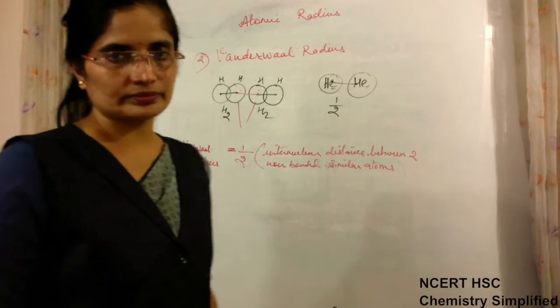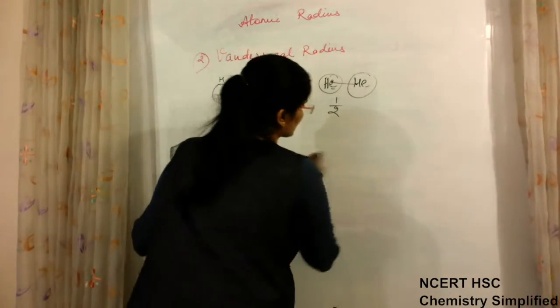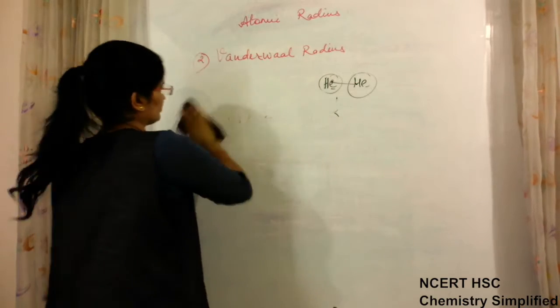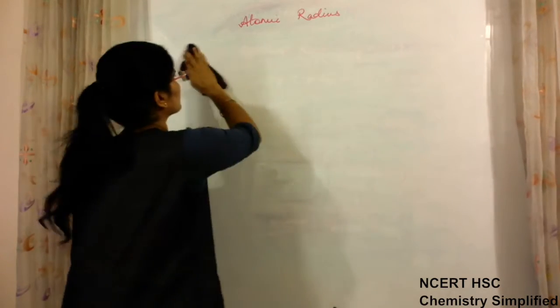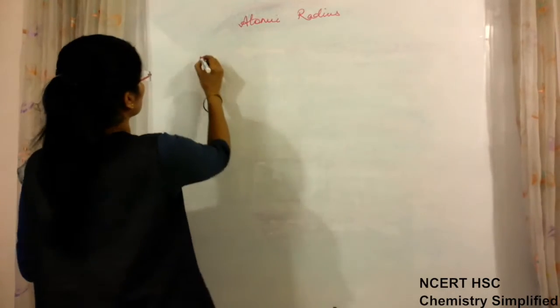Clear? The third radius is the metallic radius. The third type of radius is metallic radius.